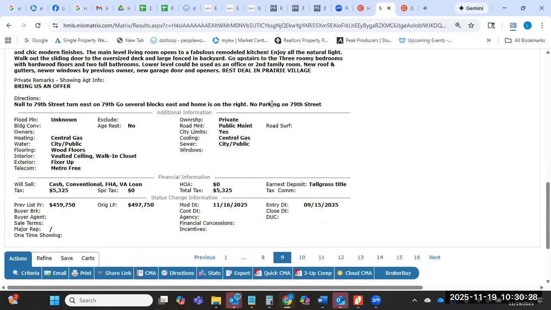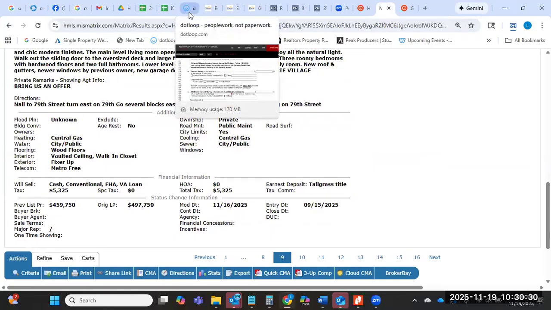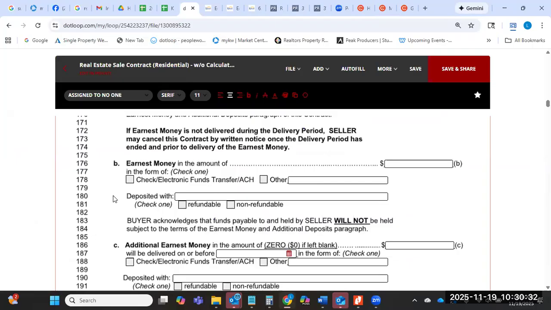Nothing changes that. So that's what you're putting on the contract here, deposited with, and please, please, please, please, please, line 181, refundable, refundable, refundable. That means that if the buyer cancels the contract per one of the explicit rights given to them in the contract, then we can reasonably expect the seller to release the earnest deposit back to the buyer.